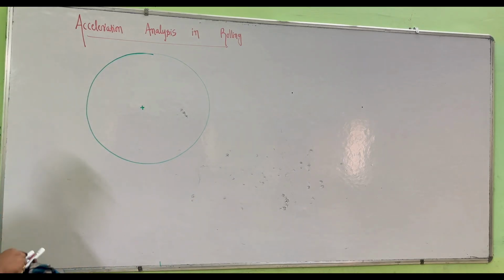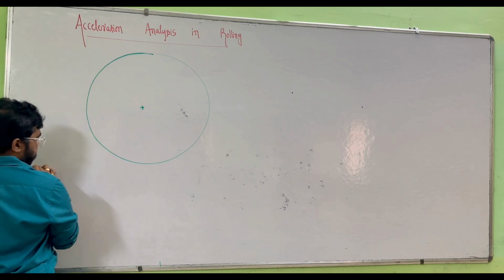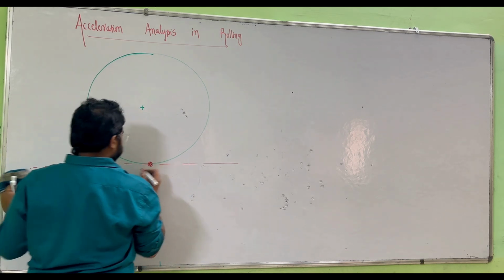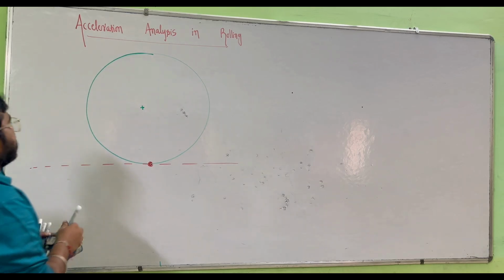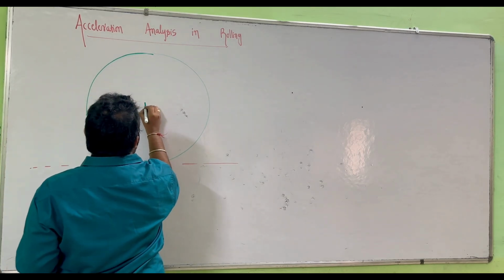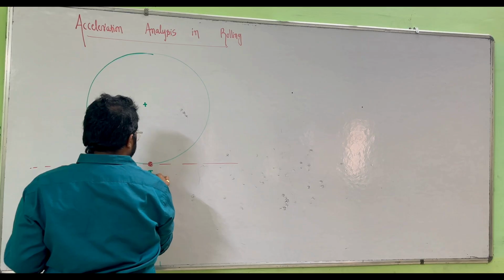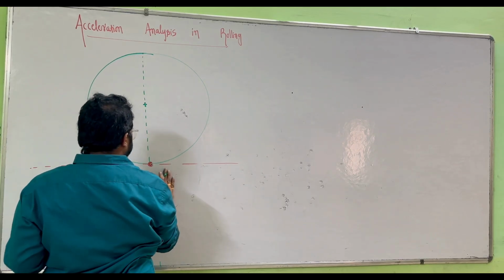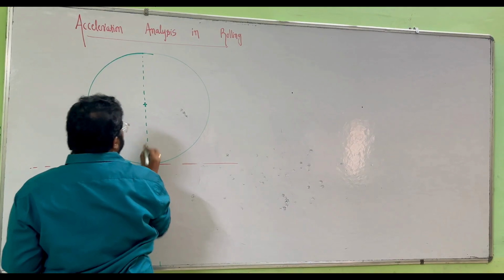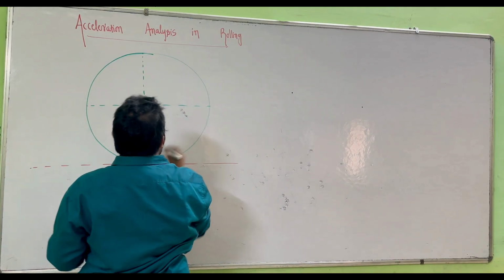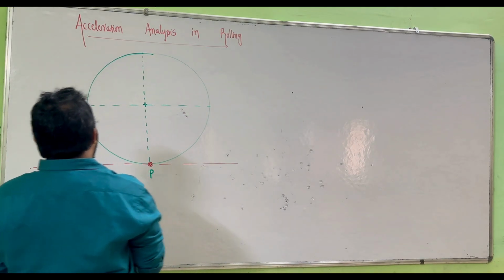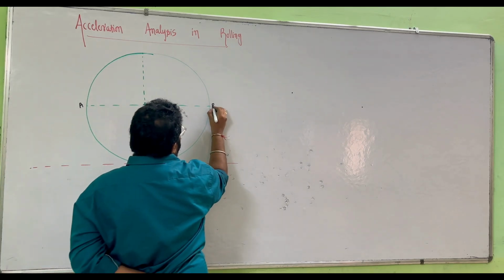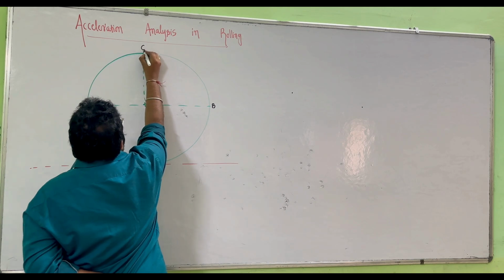Clear? This is the point of contact. Point of contact, let us call it P. Point of contact P. So this is the point A, point B, point C.